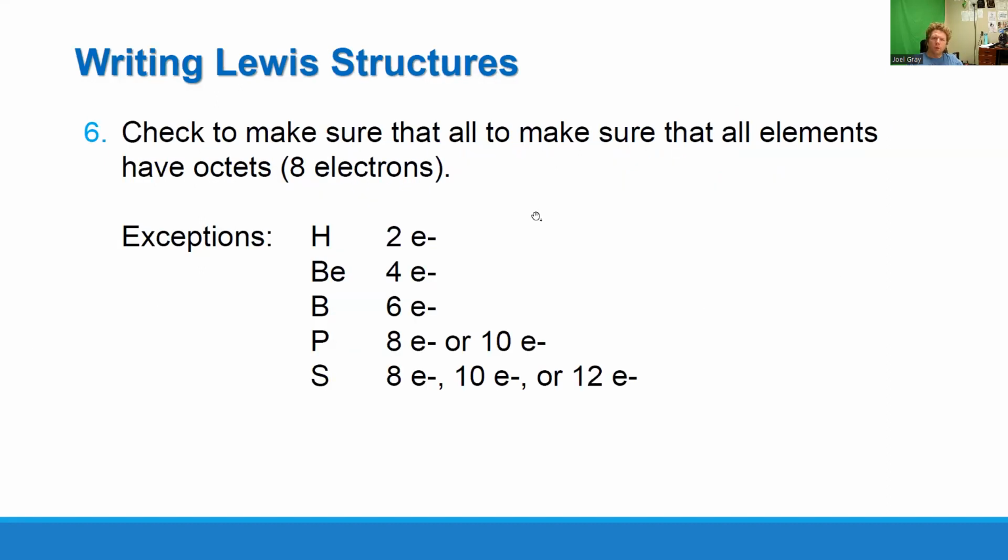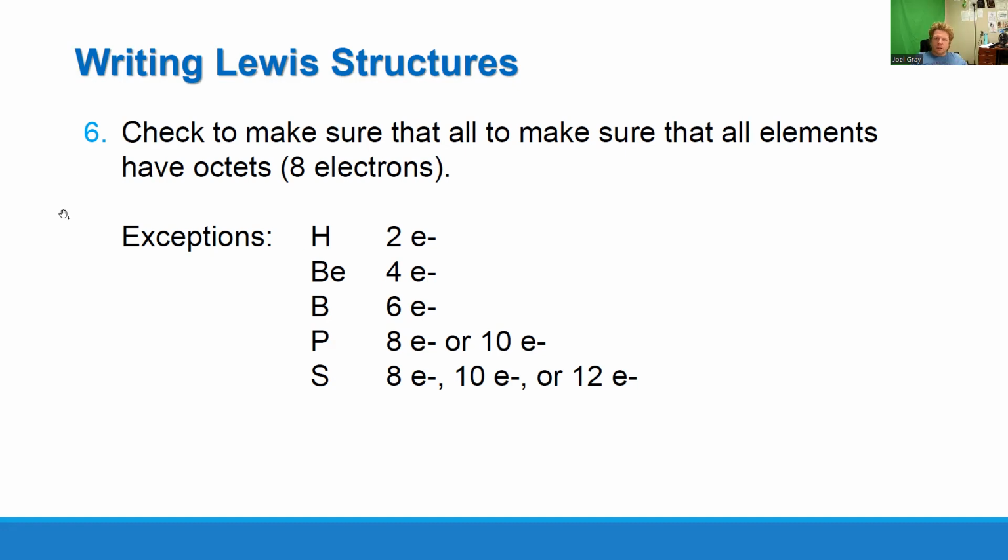Okay. So like every element is supposed to have 8 electrons around it, but there are some exceptions. Hydrogen is one exception. It only needs 2 electrons. Be, also known as beryllium, only needs 4 electrons. Boron, B, needs 6 electrons. So there are these 3, hydrogen, beryllium, boron, as elements that can go under 8 electrons around them, and they are happy as a clam.